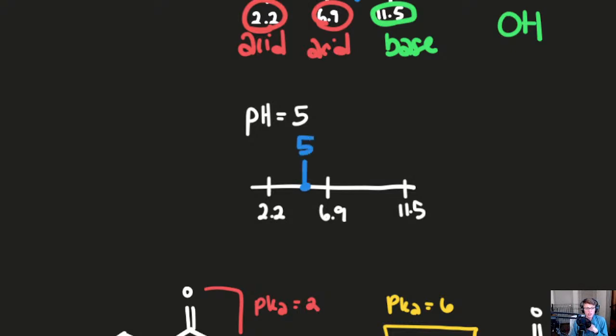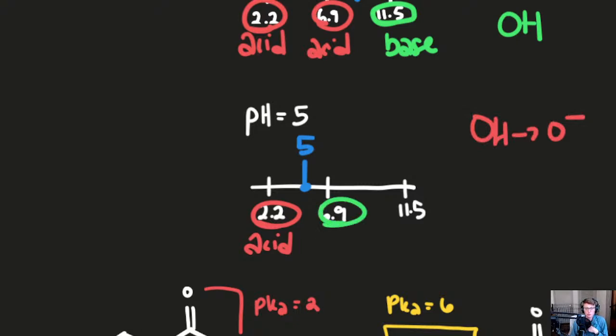And now, once we kind of get the hang of this, I'm like, okay, 2.2, that's the acid. So this is going to act like an acid. It's going to deprotonate. So that's this one OH. It's going to go to O-. And then everything else is on the other side. We know that these will just be the opposite. So both of these are going to act like bases. So we're going to have two that are going to remain as OHs.